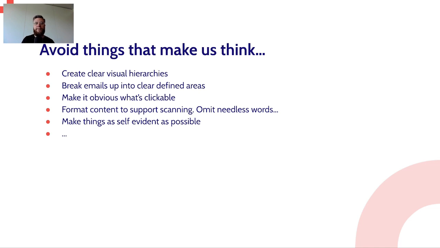Format content to support scanning, what I said before, and make things as self-evident as possible. What I mean by that is what I see a lot: certain companies use terms in their communication that are known by the people working there or by the company itself, but not by the people you want to read it. So they use technical labels and technical terms, but you don't have to do that. You really have to put yourself in the shoes of the ones who will read your newsletter, and explain things as simply and as powerfully as possible.